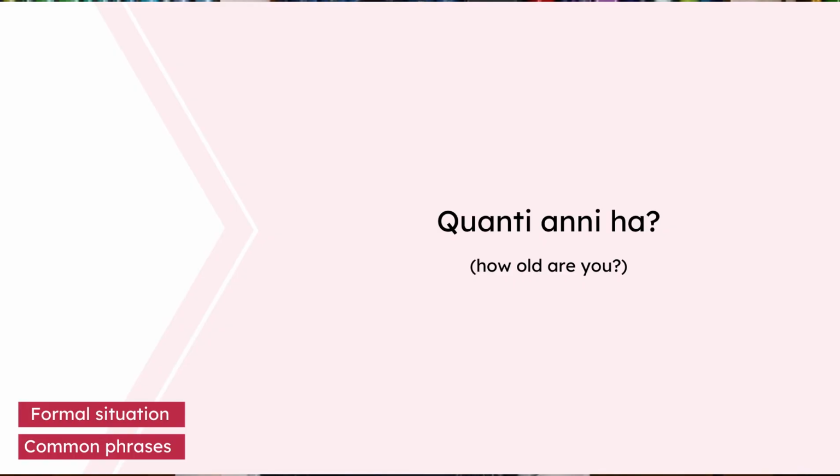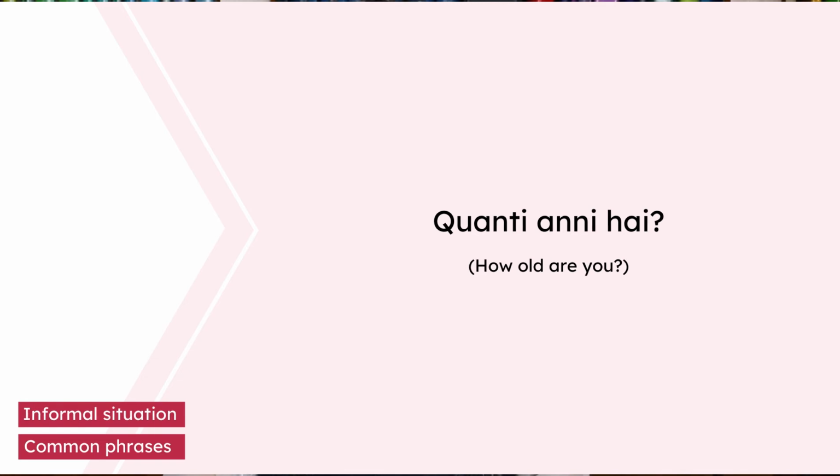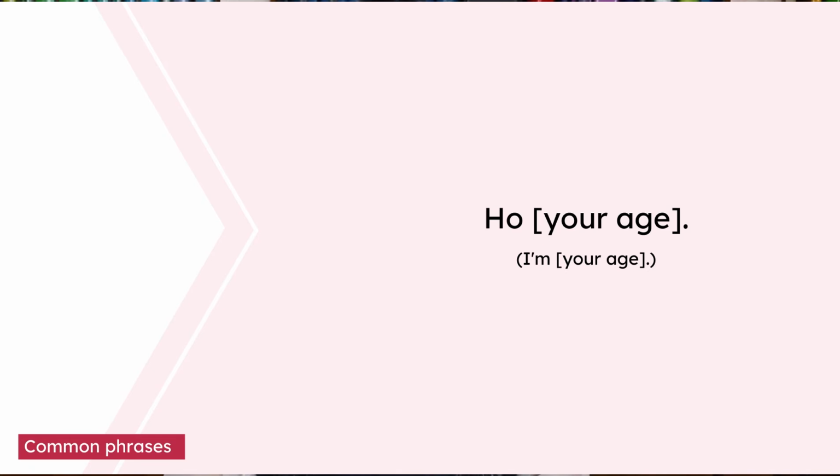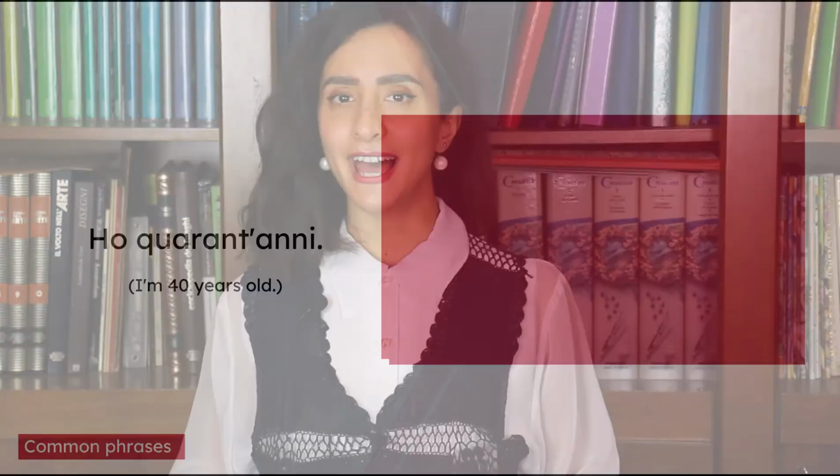If you want to know their age instead, you can simply ask quanti anni ha in formal situations, or quanti anni hai in informal situations. How old are you? And the answer could be ho, your age. I'm your age. An example, ho 40 anni. And finally, let's suppose you're in a meeting and want to introduce a new team member.